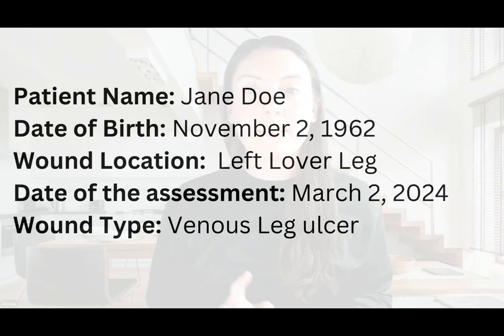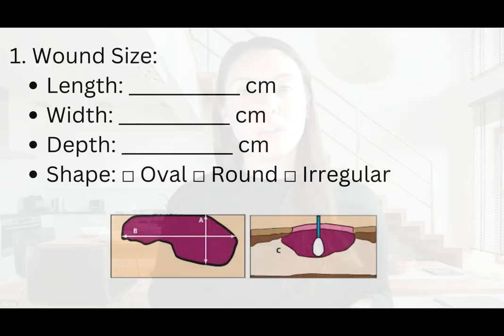This includes the name, date of birth, and the date of assessment. We want to identify the wound's location and type. This helps provide context for treatment, and the date of the assessment is very important for wound progress tracking. So after gaining the patient information, we'll start looking at the wound characteristics. We'll start by looking at the wound size.